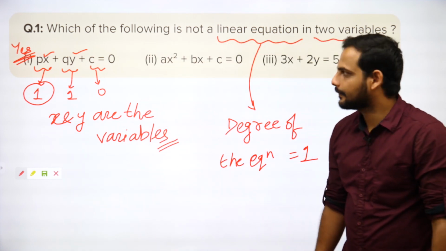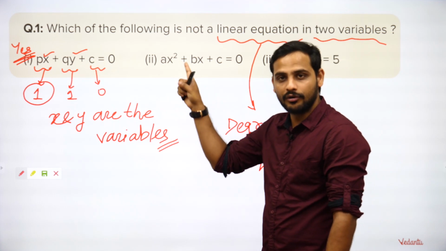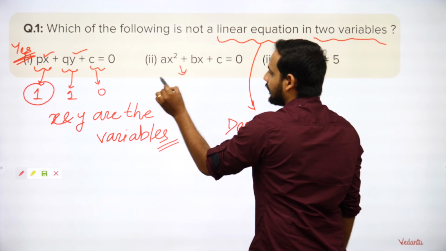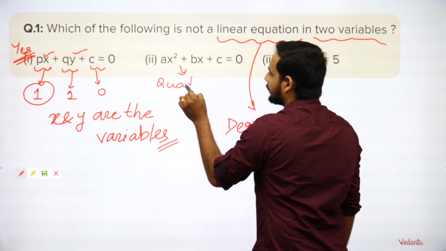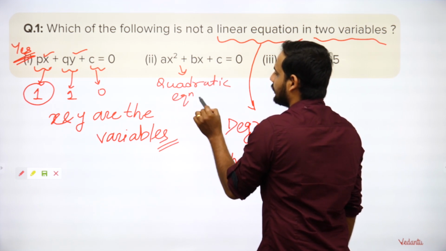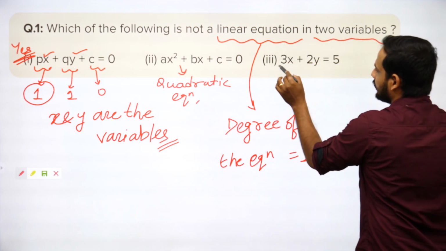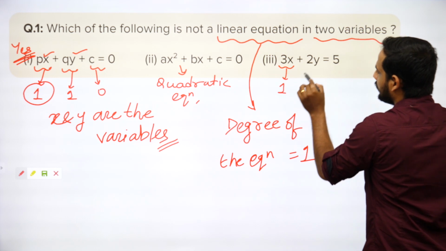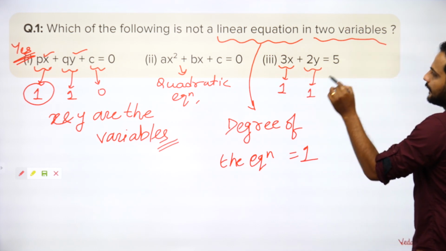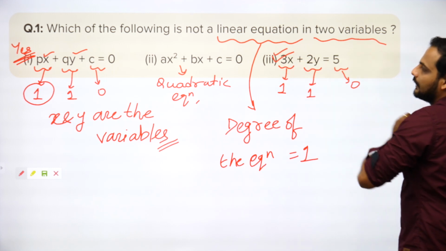two variables. In this equation, as we can see, the power of the variable is 2 here, so it is no more a linear equation, it is a quadratic equation. It is a quadratic equation, okay? And then at this point, if you see again, here the degree, power of x is 1, and here the power is 0. So this is also a linear equation in two variables.